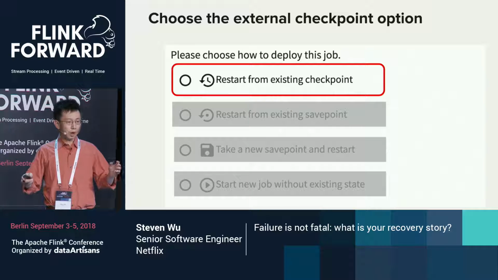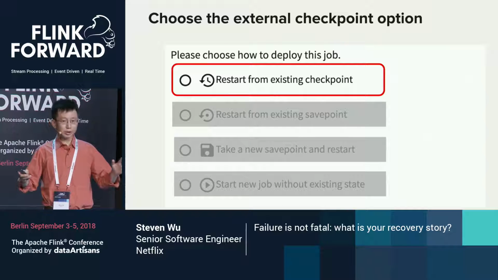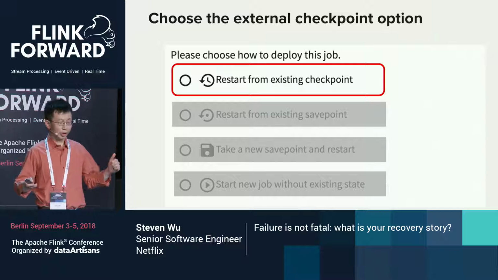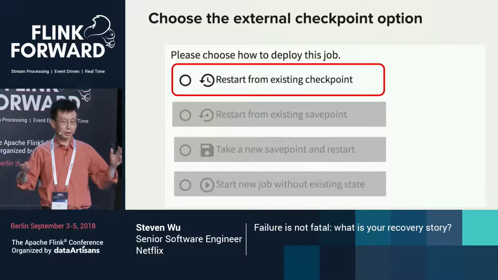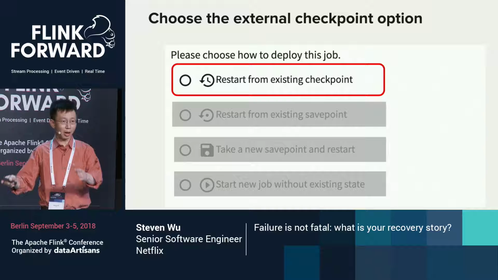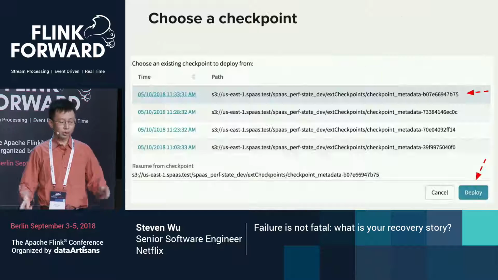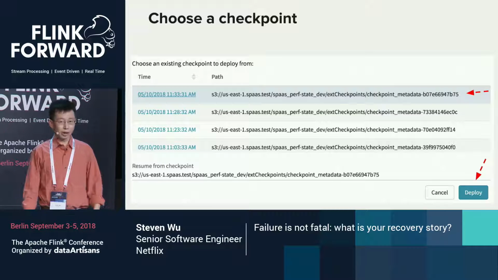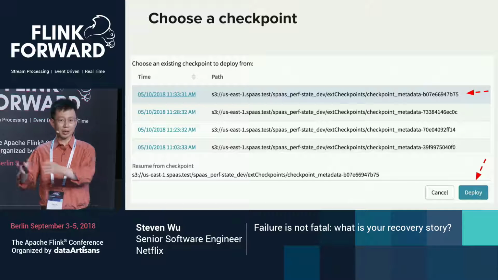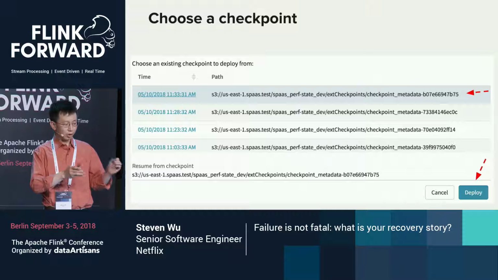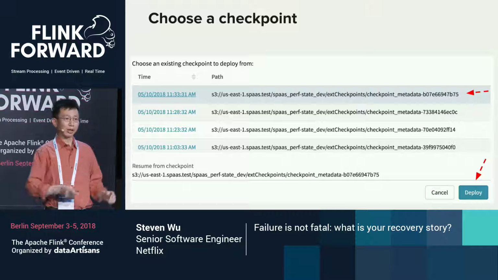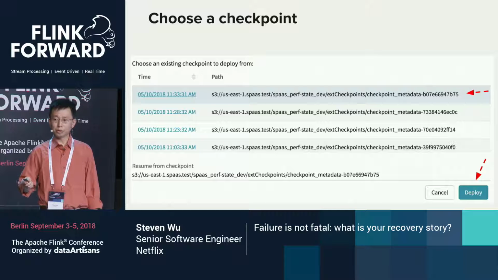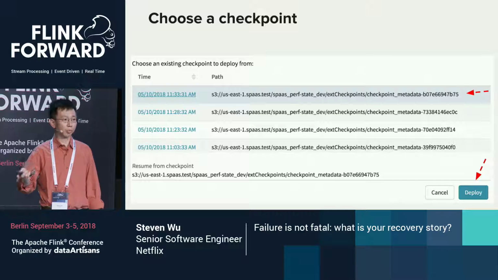We provide a few deployment options. For this discussion, we only care about the first option, where you can start the new job from an existing external checkpoint taken in the past. Once you choose this option, we'll show you the list of checkpoints. The number of checkpoints retained can be configured. On the left column, we have the timestamp, the time when the checkpoint was taken. On the right column, we have the S3 location of the metadata files. You can choose a checkpoint from a time that you want the job to rewind to.